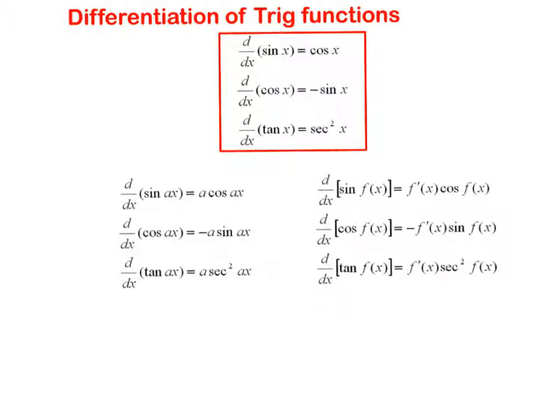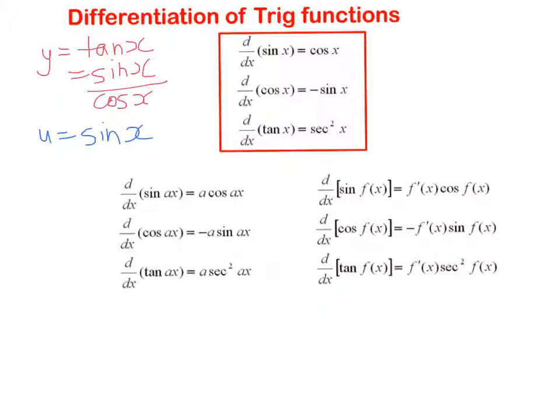Now remember that tan x is equal to sine on cos. So if you say that tan x equals sine x on cos x, you can use the quotient rule to differentiate this. Using the quotient rule, we would say u equals sine x, u dash equals the derivative of sine x, which you've just discovered is cos x. v is the denominator, that's cos x. And v dash is the derivative of cos x, which you've just discovered is negative sine x.